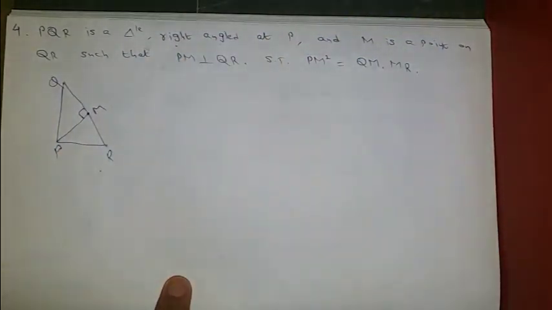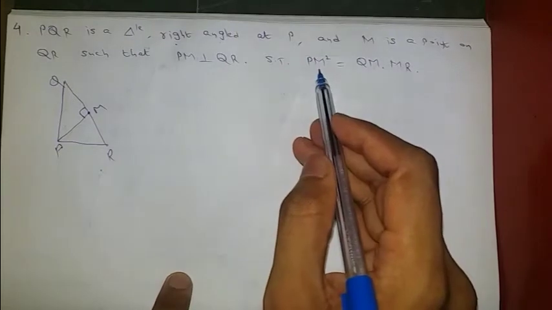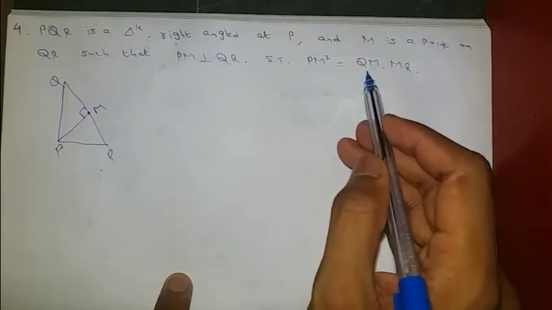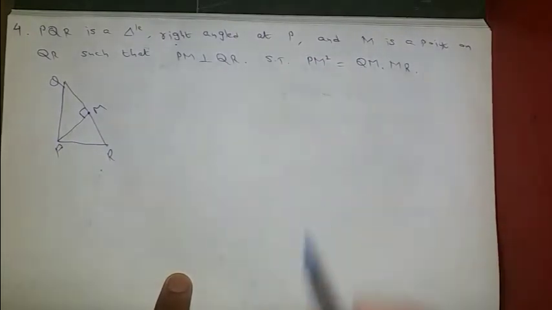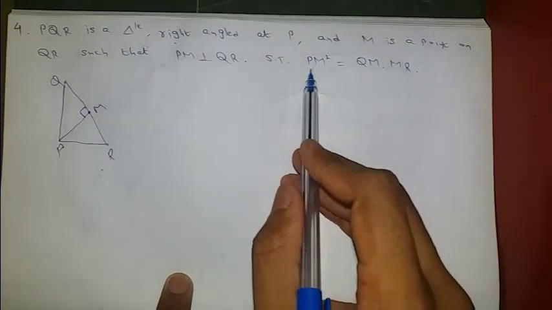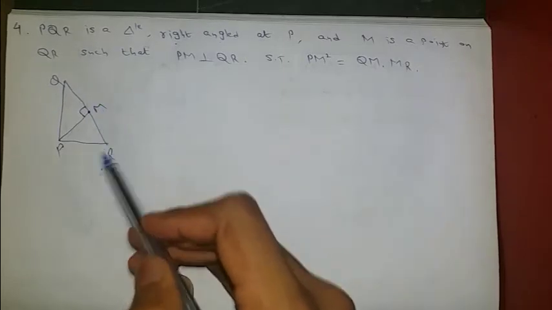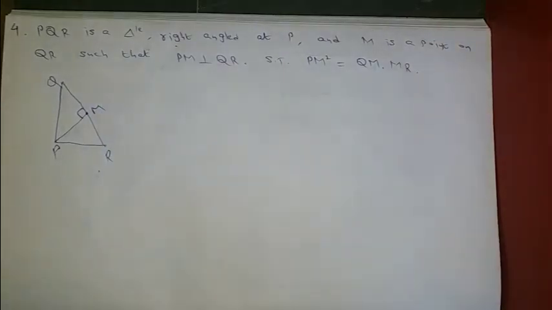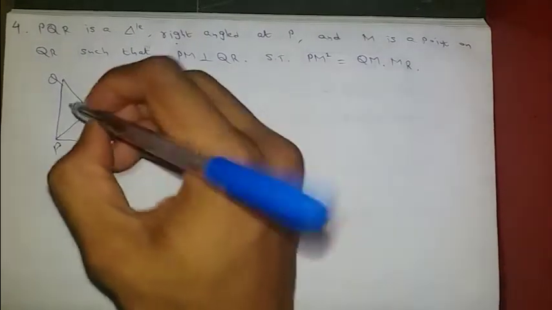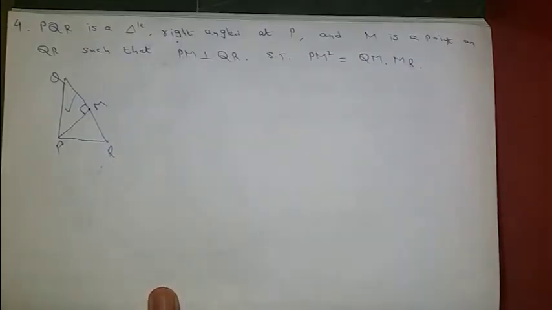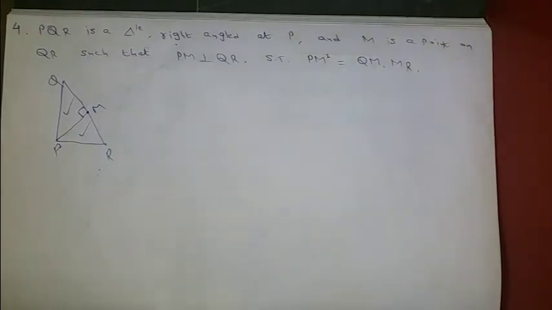Nothing but 90 degrees. Then show that PM square is equal to QM into MR. Observe this clearly: PM, QM, MR. So it means first we need to show that this upper triangle is similar to the lower triangle. Okay, let us show now.